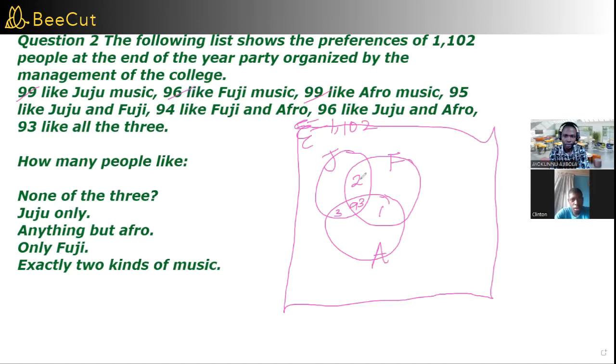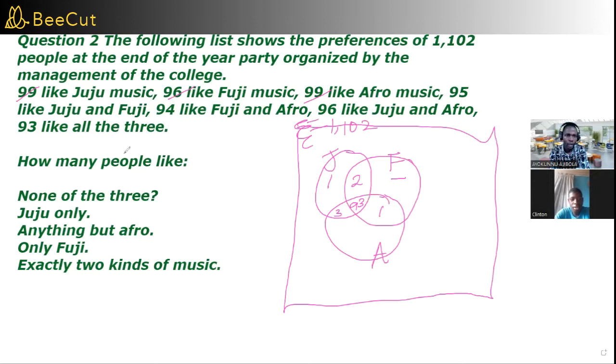So I need to know this place now. I have seen 95 in the circle of Juju. How many totally? That's 99. Is that the case? Yes. Since that is 99, I have 93, 94, 95, plus 3, which is 98. So this remains only 1. Is that the case? Yes, sir. Because the whole circle should be 99. Then 96 like Fuji music. Fuji should be 96. This is 93, 95, 96. That means nothing is in this place. Is that it? Yes, sir.